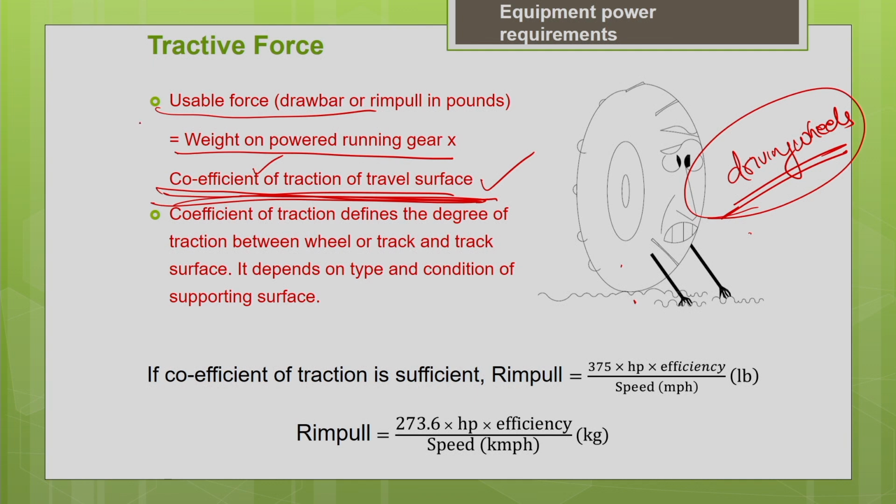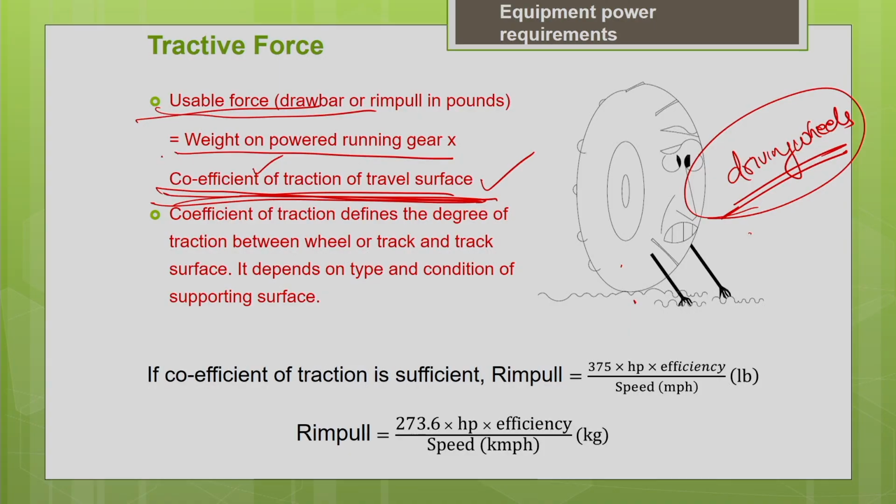So when you calculate the usable power, we have to estimate the weight on the powered running gear. That is only important to us. That is what plays a role in the usable force generation. So what is the weight of the vehicle which is transmitted on the driving wheels? That is only important to us. That is used in the estimation of the usable force.